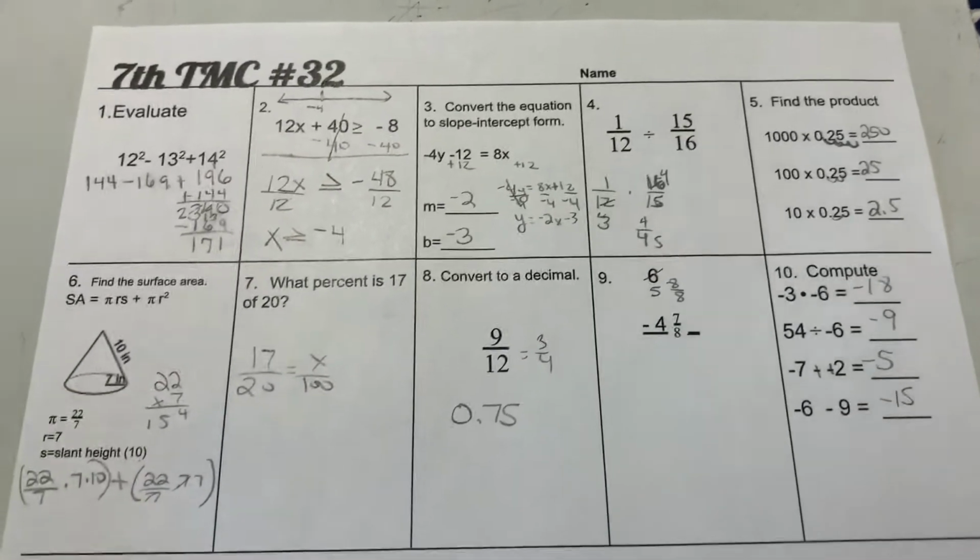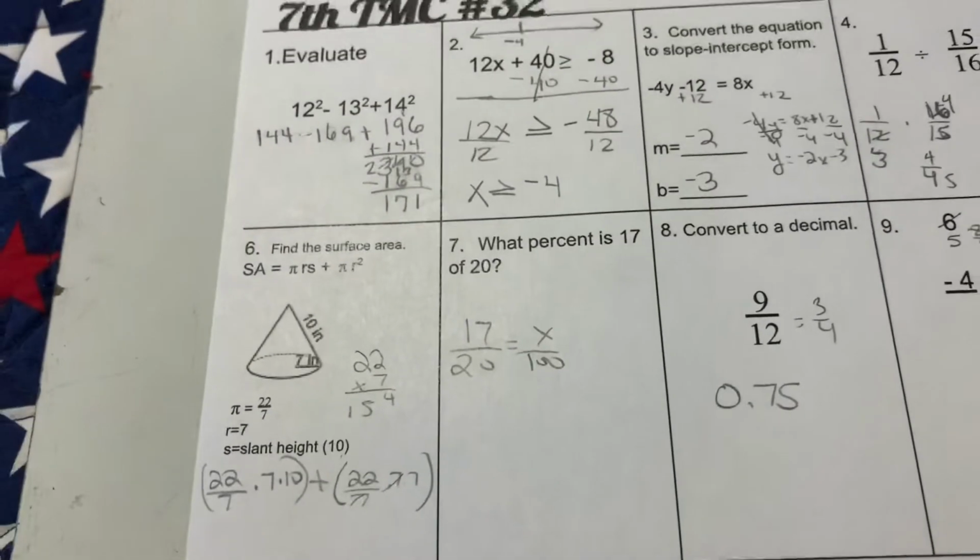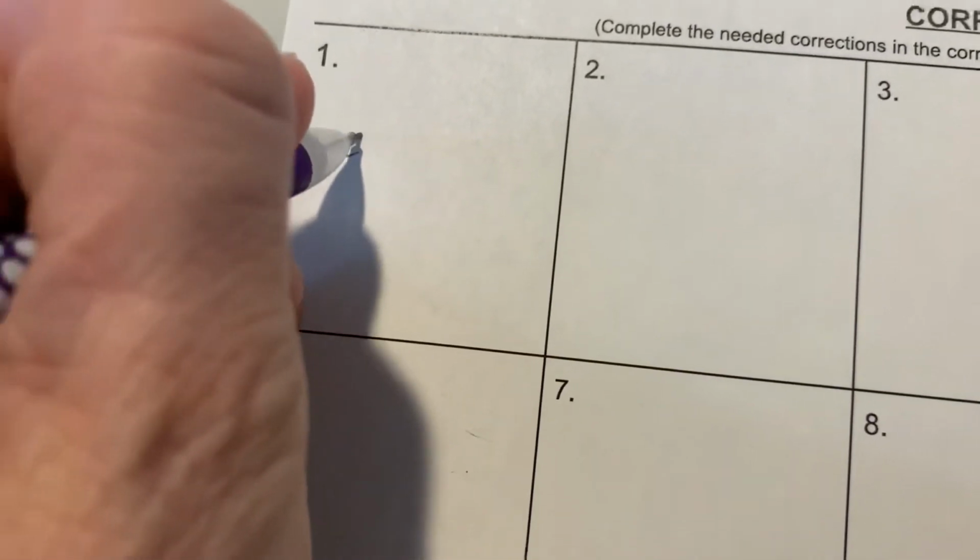If you have any errors, the first one that you want to look at, number 1, is 12 squared plus 13 squared plus 14 squared. So I'm going to show you how I expect it to be worked out. The 12 squared is 144.